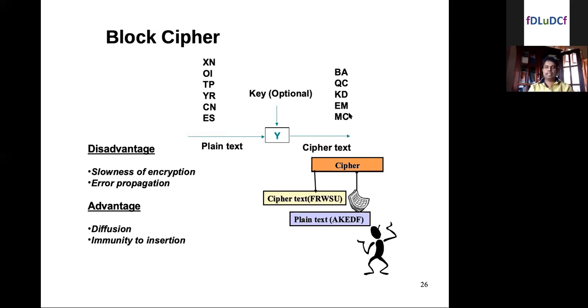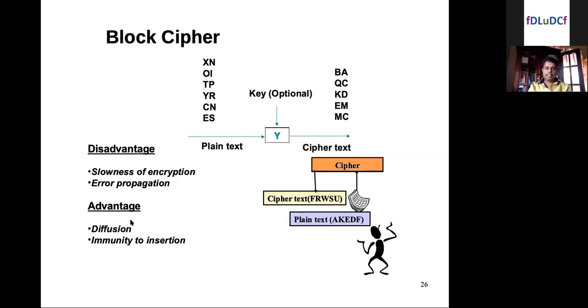So we say these block ciphers are not really suitable for real-time communication like voice communication or video communication. Also, block ciphers have high error propagation. That means if something goes wrong while transmitting the ciphertext, the entire block has to be thrown away because the entire block may not be decrypted at the other side. So then we have to retransmit that data block. That is what we call high error propagation. So these are the disadvantages of the block ciphers.